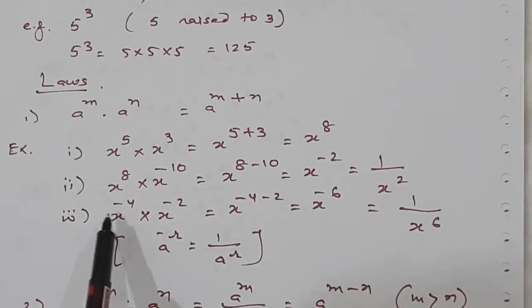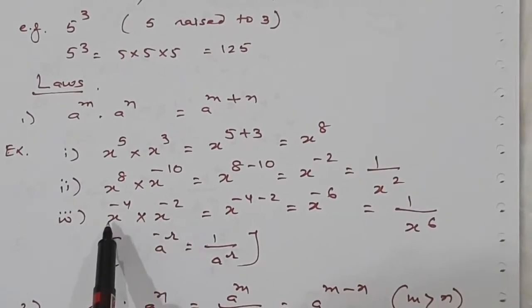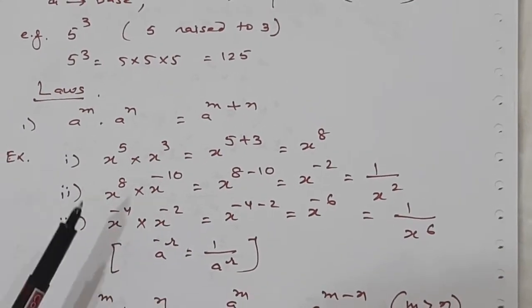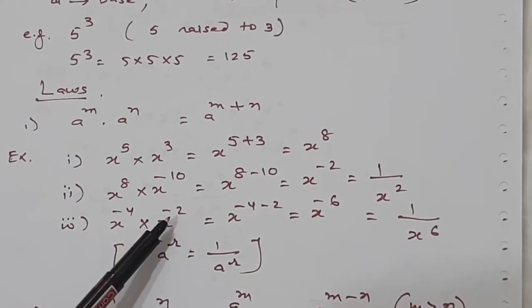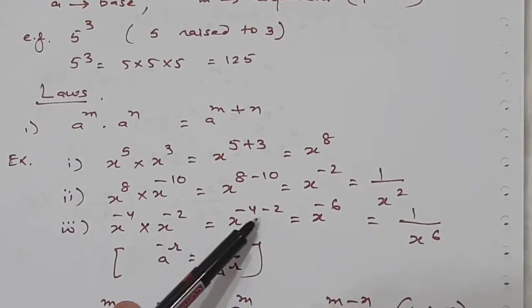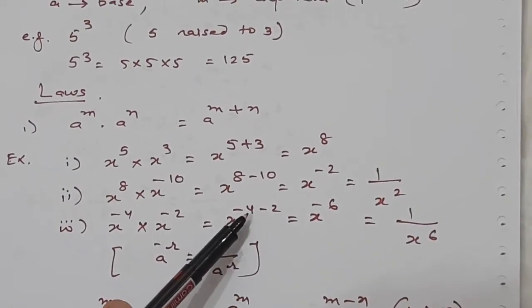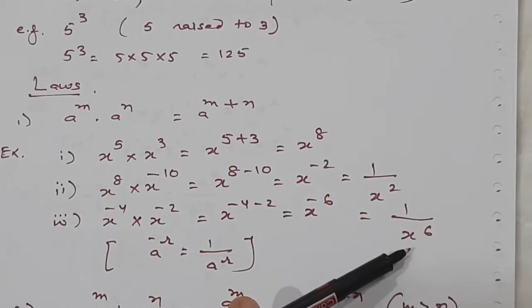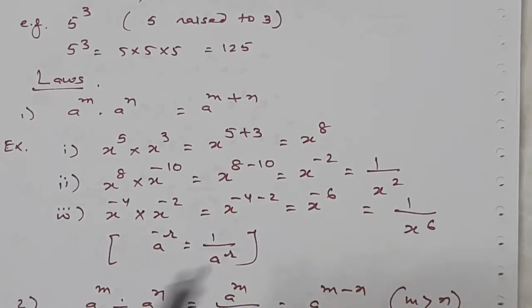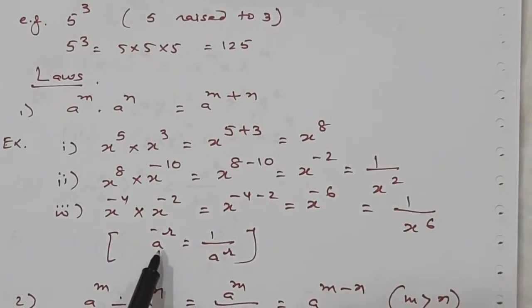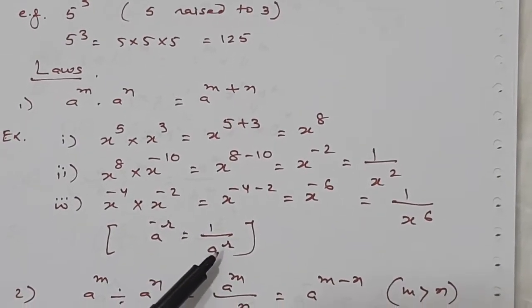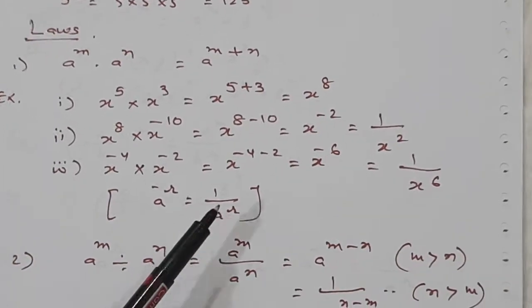Now here I have taken both the exponents, or powers, as negative: x raised to minus 4 into x raised to minus 2. Add both the negative powers. Minus 4 and minus 2 becomes minus 6, and can be written as 1 upon x raised to 6. This is another law: a raised to minus r is equal to 1 upon a raised to r. This is the law of exponents.